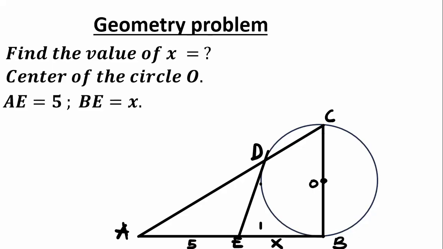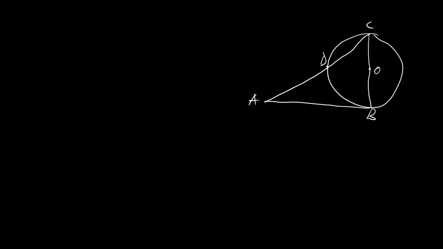Now let's begin. Let me just do a rough sketch of the diagram. This is the center O. Now join a line here, and from here to this point is A, B, C. This is D, and D and E. There is also a tangent here. This is E.